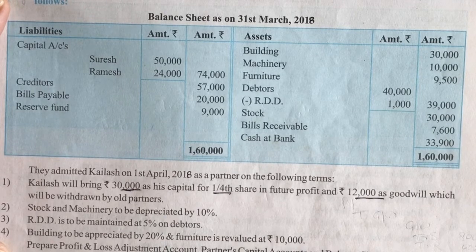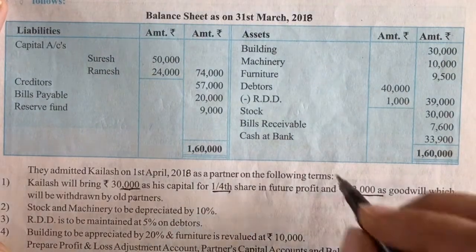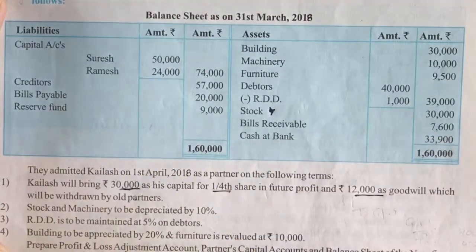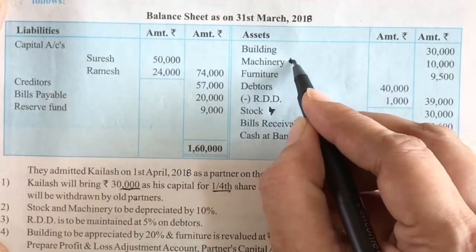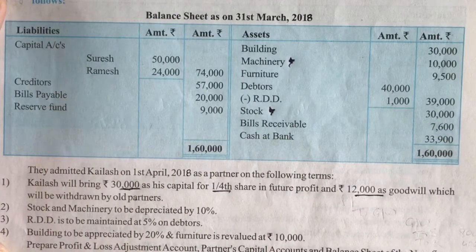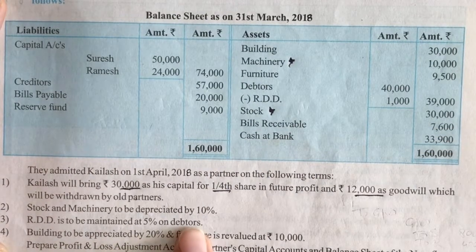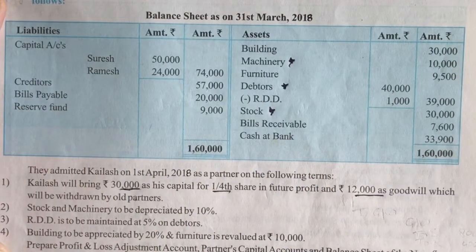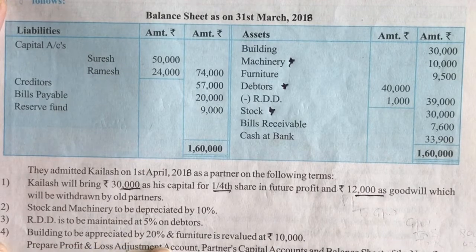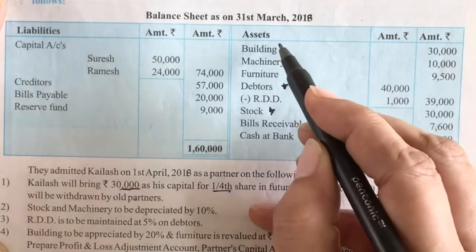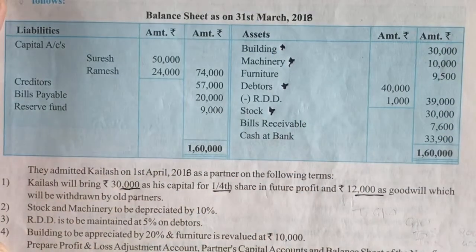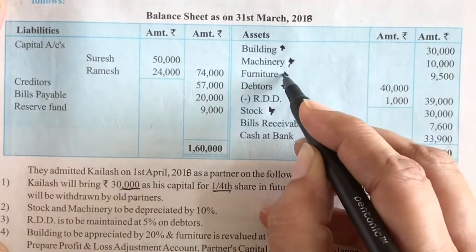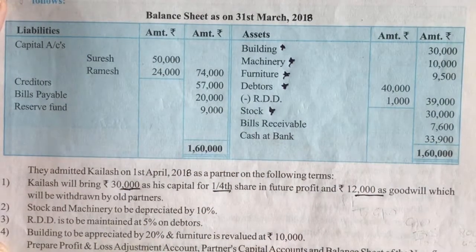Stock and machinery is to be depreciated by 10%. So let's mark our stock and machinery. RDD is to be maintained at 5% of debtors. So let's mark our debtors as well. Building is to be appreciated by 20% and furniture is revalued at 10,000. Mark building and mark furniture. So these will be written in the inner column because they are adjustments.